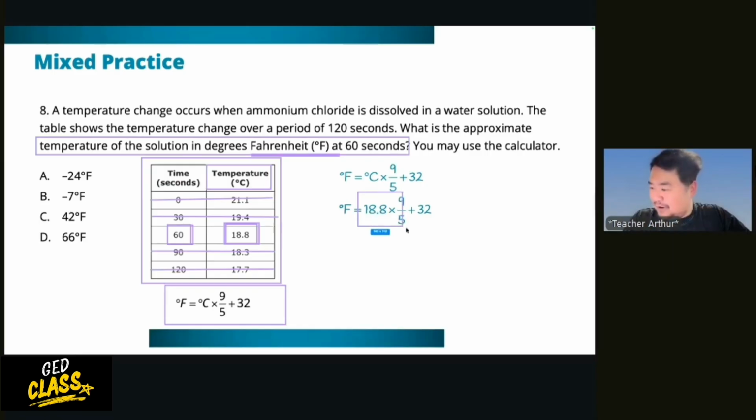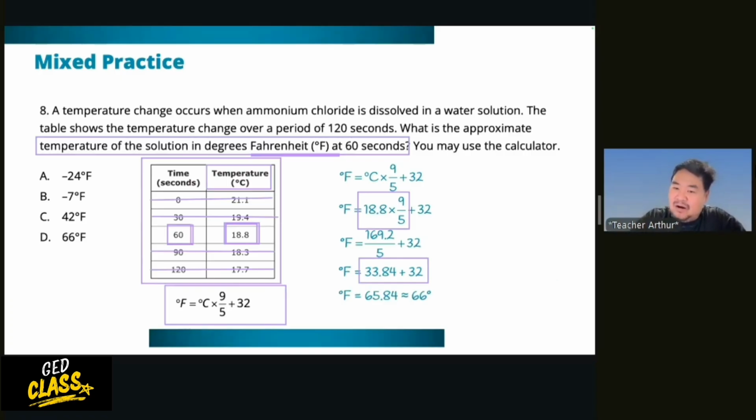So what does that part give you? If you have a calculator, punch it in quickly: 18.8 times 1.8, or 18.8 times 9 divided by 5. I believe that got you 169.2 divided by 5, which is the same as 33.84. And then lastly, please, someone punch this in your calculator. Don't do the math in your head or write it out. What is 33.84 plus 32? It is 65.84, or basically 66 degrees.